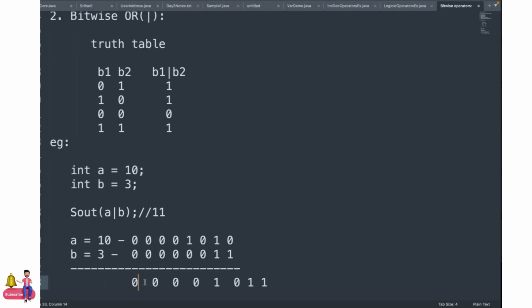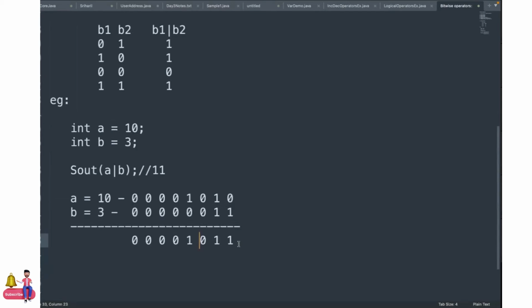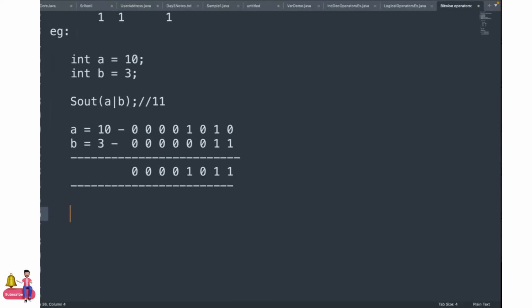Okay. So we are able to get this number. Now this binary number has to be converted into decimal. So how to convert this binary number into decimal? Can anyone tell me? I have a binary representation that should be converted into decimal format. I want 0 0 0 1 0 1 1 to be converted into decimal. This is a binary format.